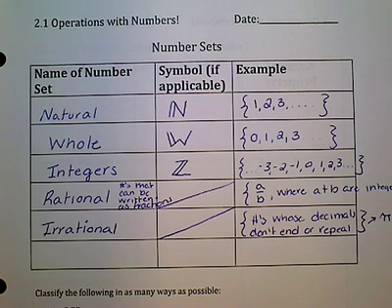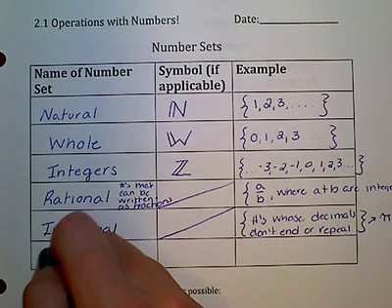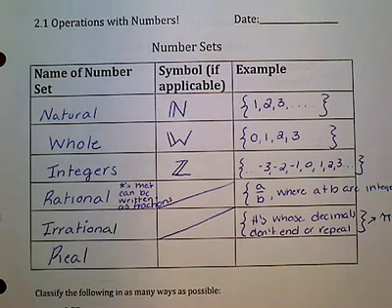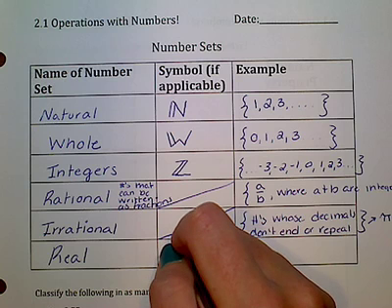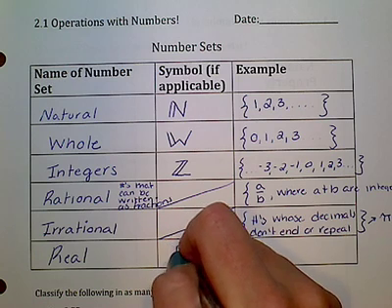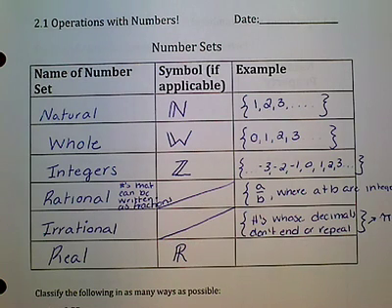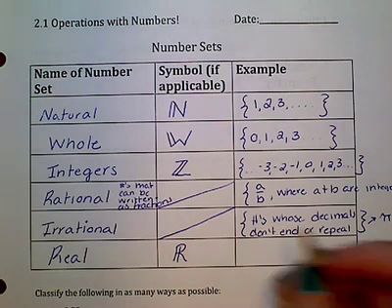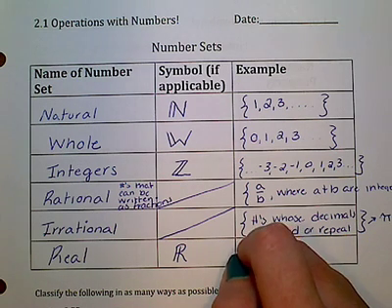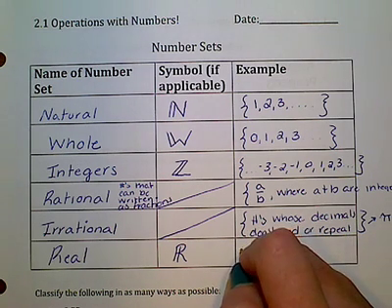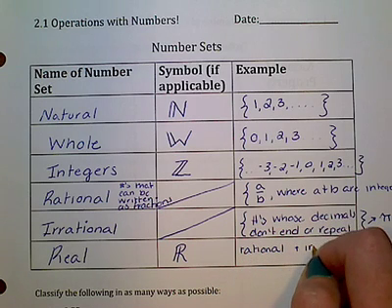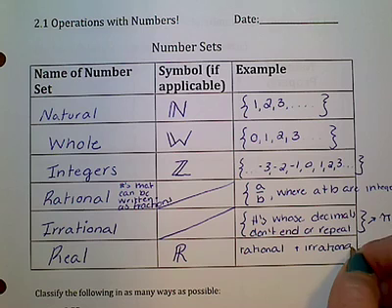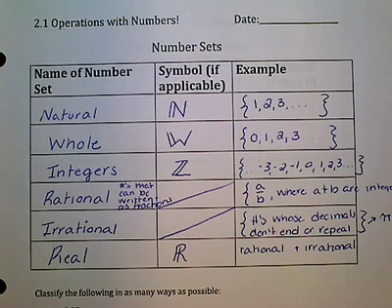Our very last set of numbers are the real numbers. People are very familiar with those. Basically, this is pretty much any number that you can think of. We use a big capital R with a double bar on the side. That stands for the set of real numbers. And over here, we just want to say it's basically all the rational numbers plus all the irrational numbers. It's basically everything.